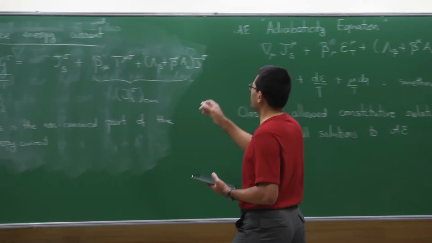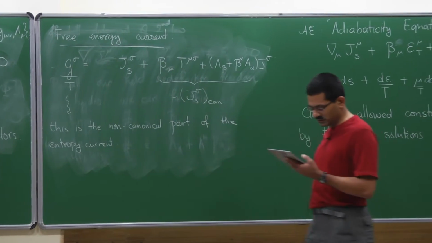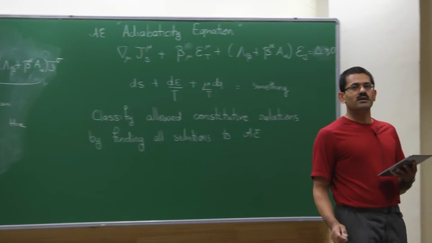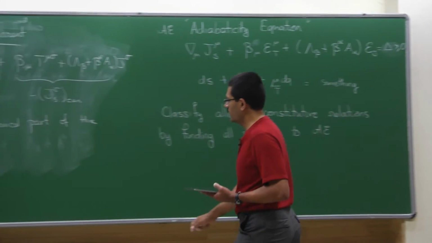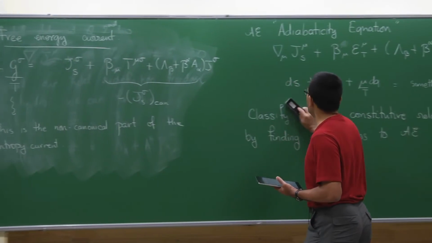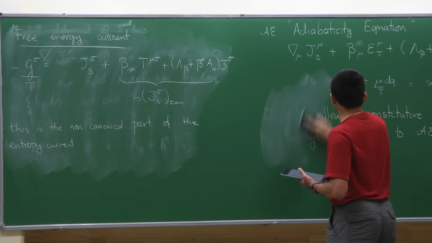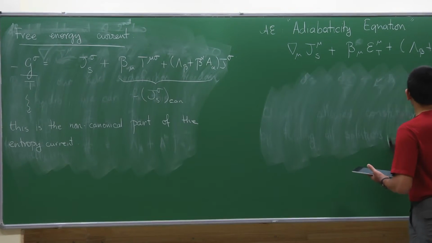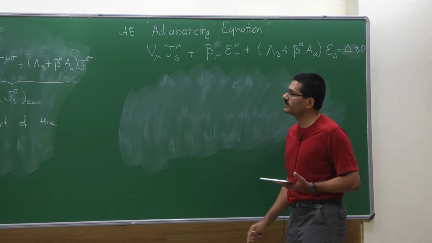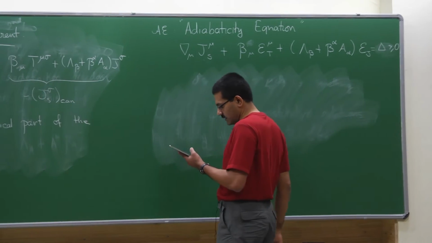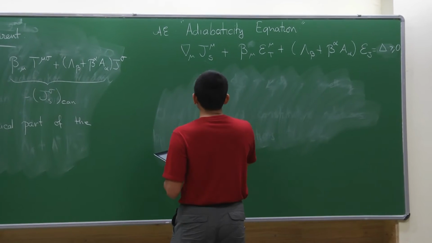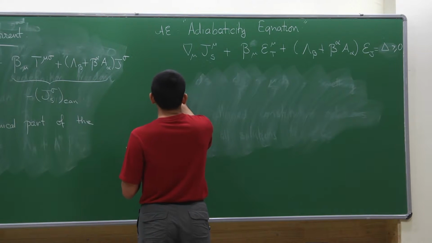This is minus Js canonical, whatever. All right, there's a little bit of linear algebra. You can just plug in this guy and let me write for you what this looks like.